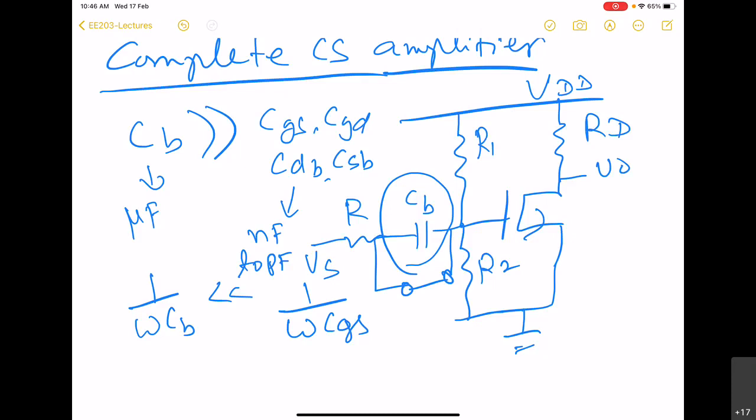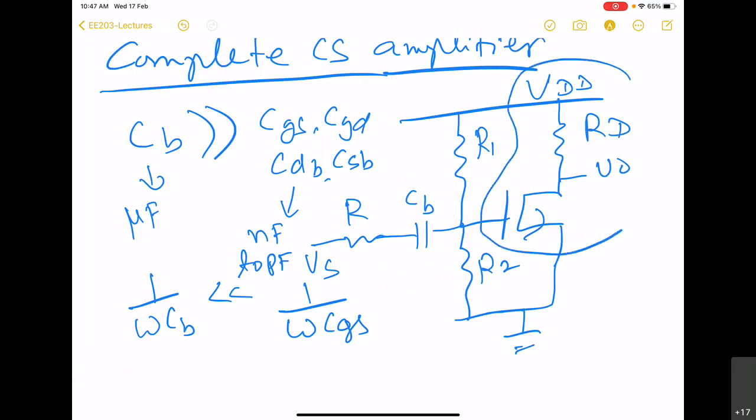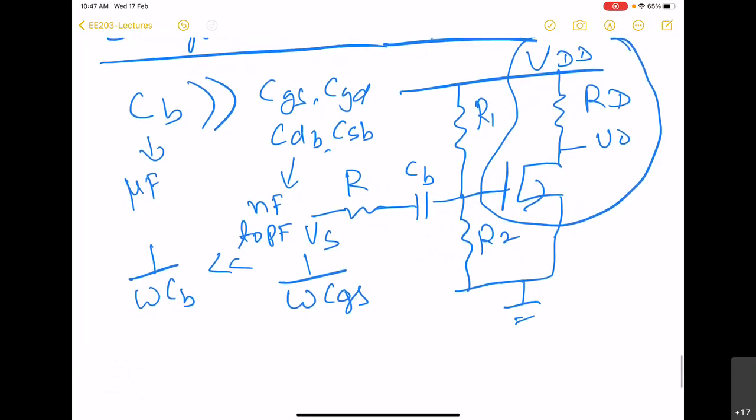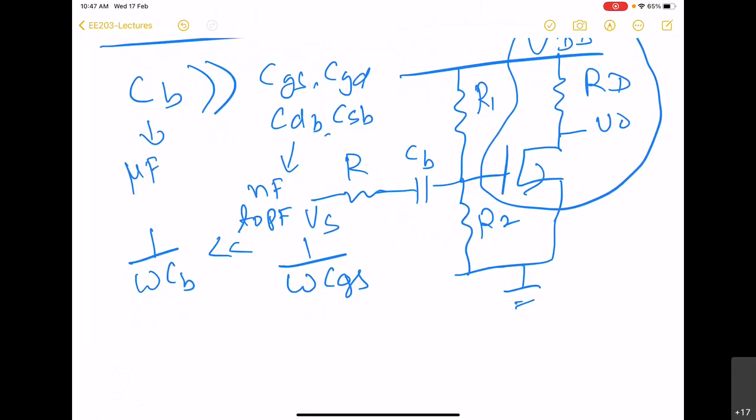And you can now guess that if we try to use this high frequency model of MOS with all those four capacitors, then analysis is going to be very difficult. And that is why what we did was we took only the core of the CS amplifier for the high frequency response analysis. So now we are going to add one more element just to give you an idea of how complicated things become very quickly. We are now going to include this part also.